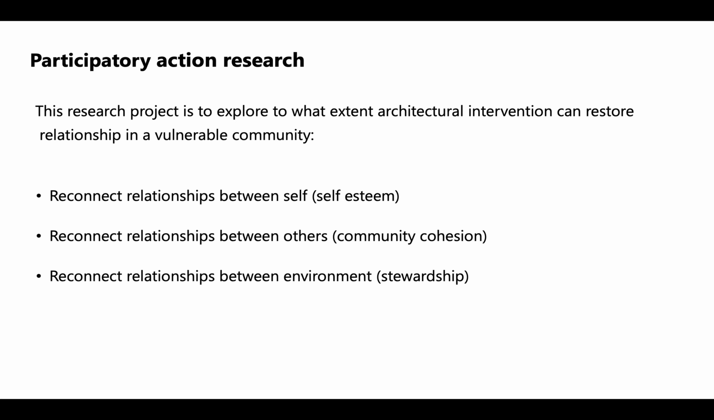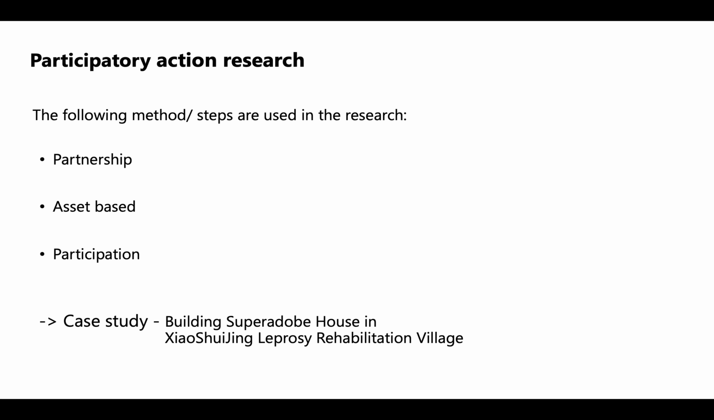This research project is to explore to what extent architectural intervention can restore relationship in a vulnerable community, including reconnecting relationships between self, between others, and between environment. A participatory action research approach is applied in the research, which focuses on the process of participation and action. The following methods or steps are used in the research: partnership, asset-based, and participation. And we will use building superadobe house in Xiao Shui Jing leprosy rehabilitation village as a case study to illustrate.